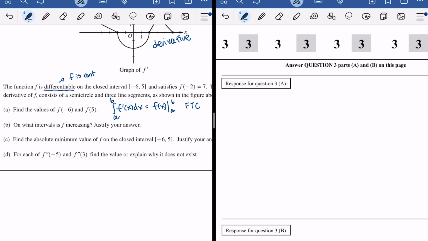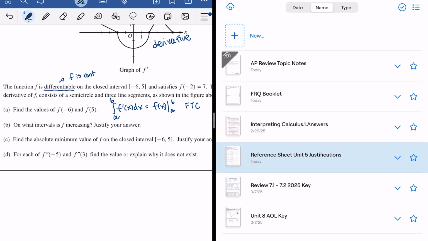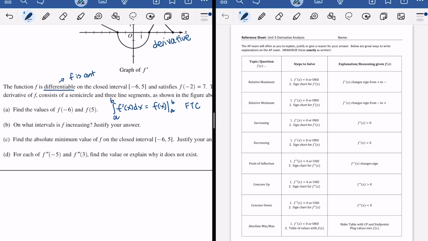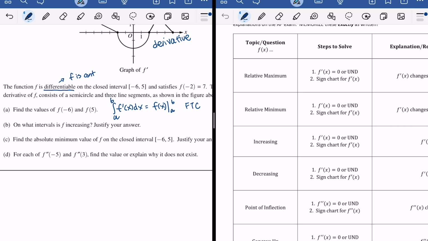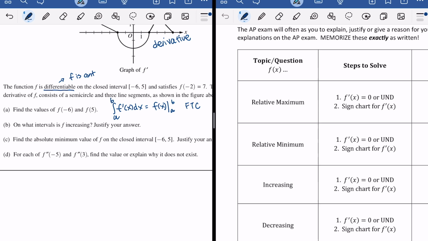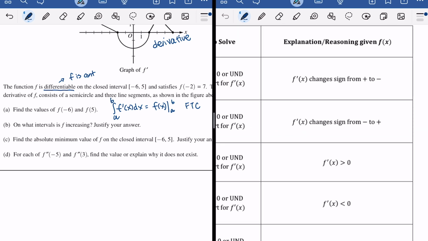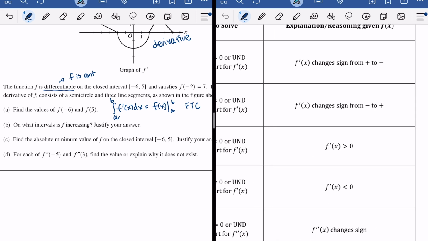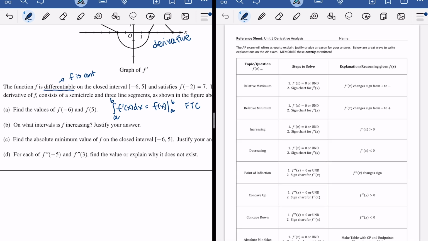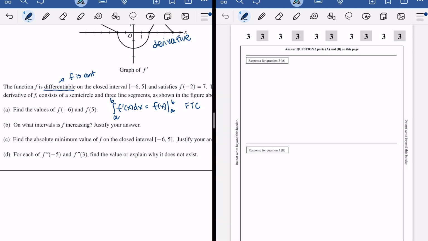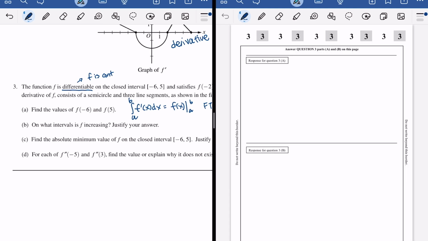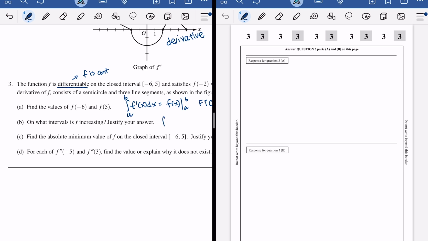Part B is asking for the interval where f is increasing. And I want to remind you of a reference we have back in Unit 5. These are some of the topic questions the AP exam will be asking you. So you need to understand how to use the correct explanation and justification. Okay, so back to part B, we need to show f is increasing, which means we need to show f prime of x is greater than 0.